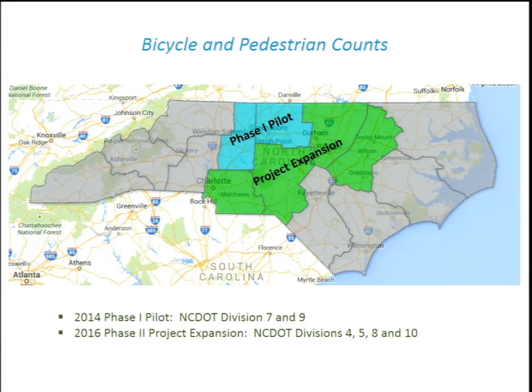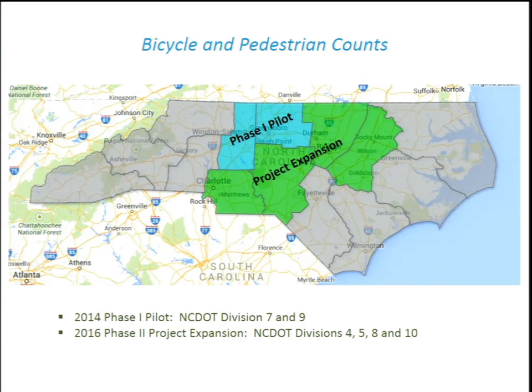We have installed counters in what's called project expansion. We hit a few in the Charlotte area, but are hitting the Triangle this spring. And after that, we're going to broaden out to hit the whole state, the remaining eight highway divisions. So it will be a statewide system using continuous counters.